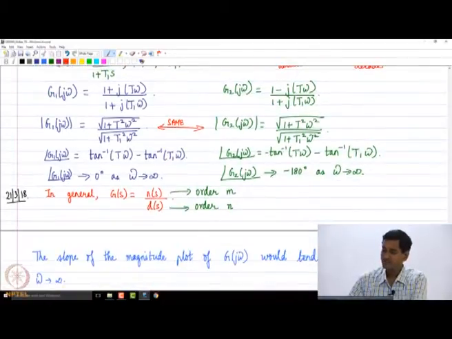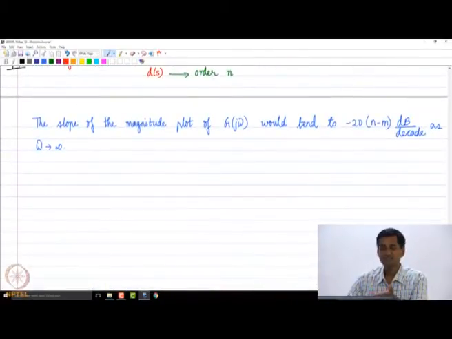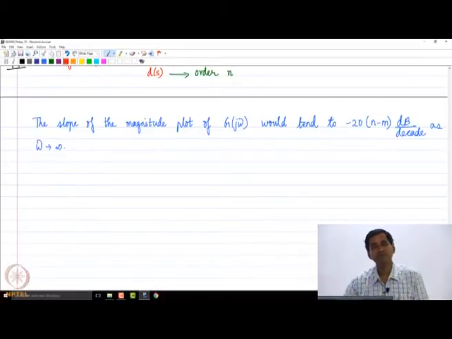So, you can see that in this case n was 1, m was also 1, right. So, you can immediately see that n minus m is 0. That is why in the previous example, we would have a slope of 0 decibels per decade at high frequency. Essentially, the magnitude curve will flatten out, right. So, that is what will happen. This is true for minimum phase and non-minimum phase systems.